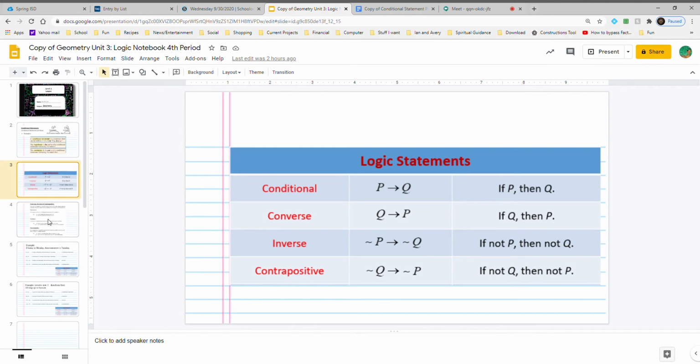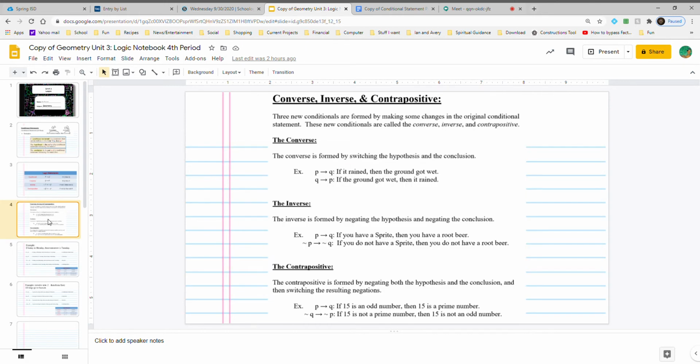All right, so here we have this. It says P, then Q. That is the conditional statement. If it rained, then the ground got wet. Well, the converse of that would be Q, then P. It's where you take the hypothesis and the conclusion and you swap them. So instead of if it rained, the ground got wet, it's if the ground got wet, then it rained. All you do is flip them. For converse, you just flip.